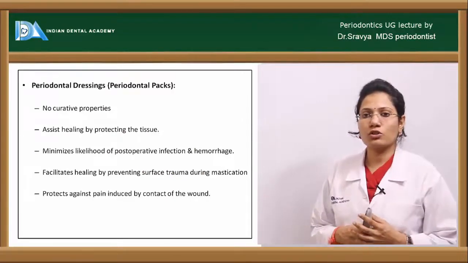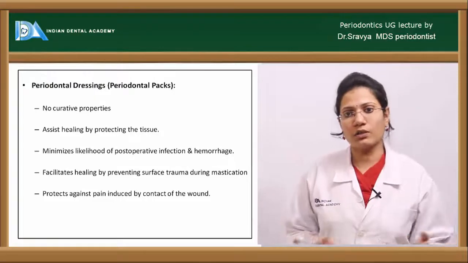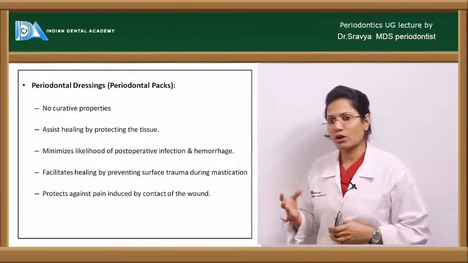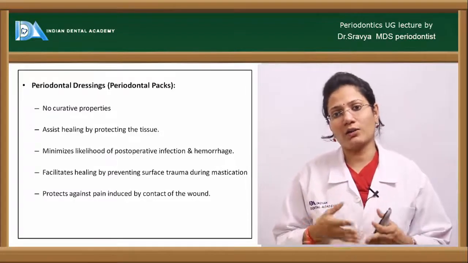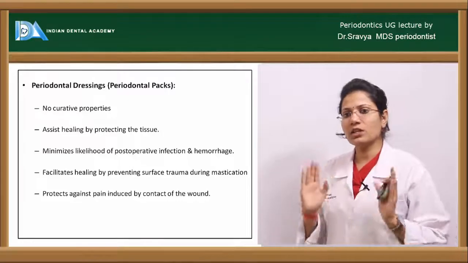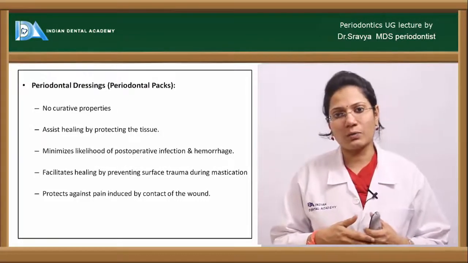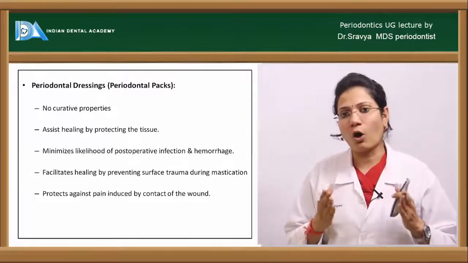Now, coming to the next protocol, your periodontal dressings. You've finished your surgery, you've controlled the bleeding, you've given the sutures. The next one would be your periodontal pack. What is the importance of the periodontal pack? These packs by themselves don't have any healing factors. Rather, they just protect the wound from the external surface so that no food comes in contact with it during mastication. So it is basically providing protection to the area of surgery.